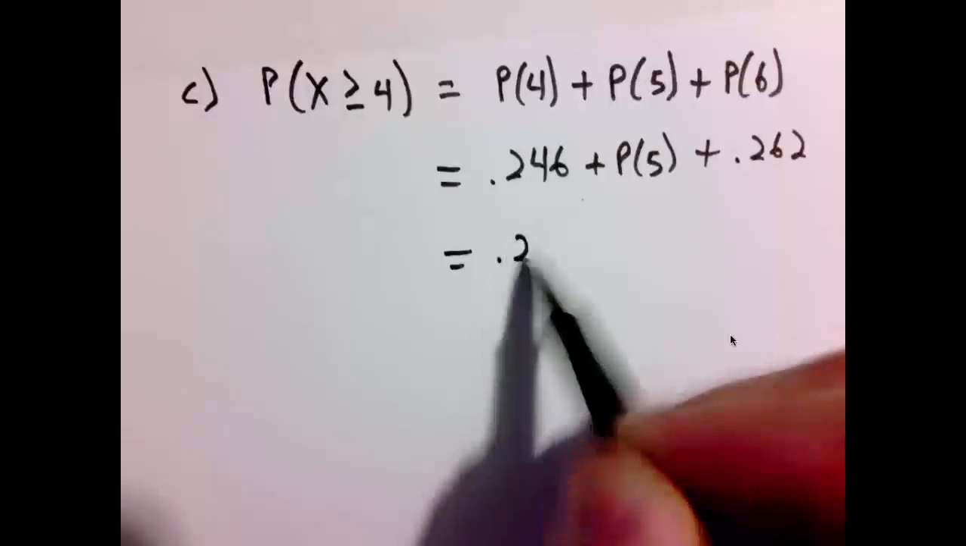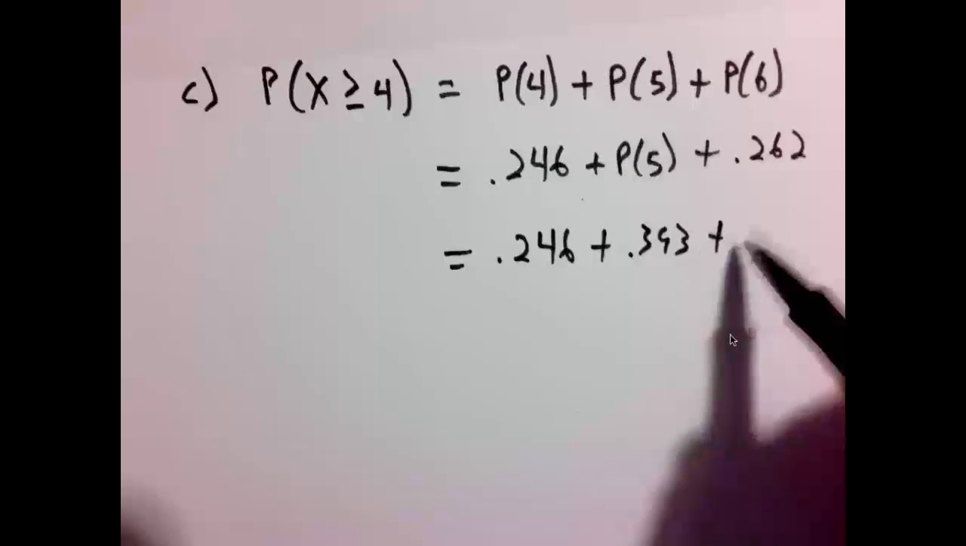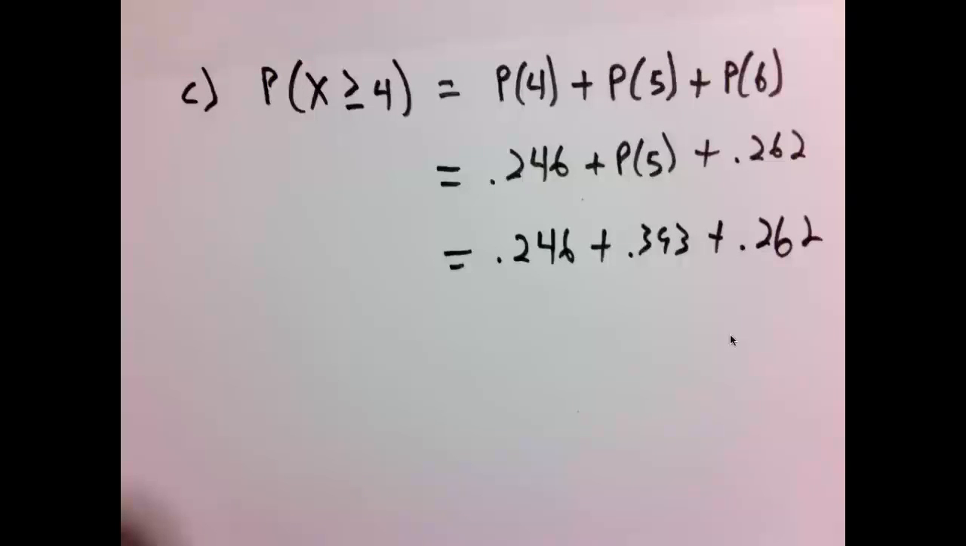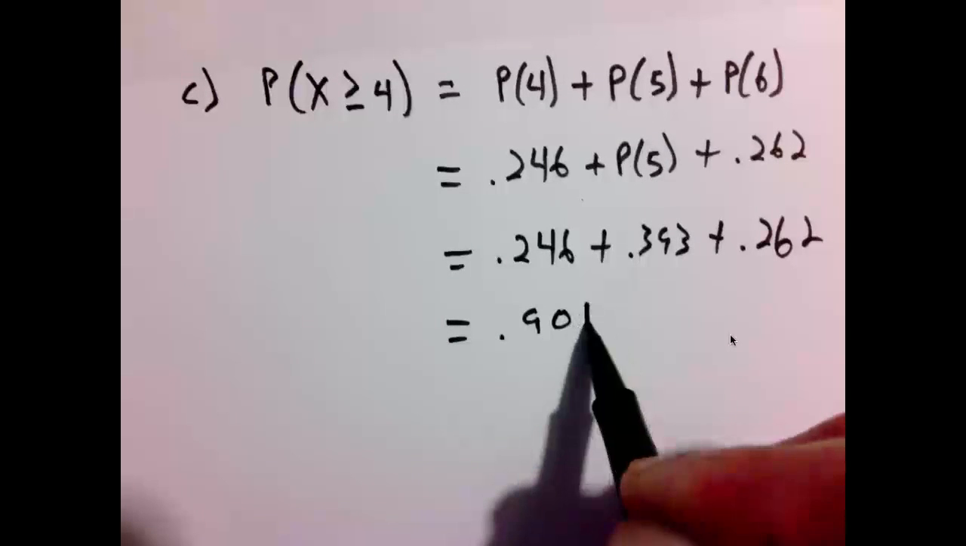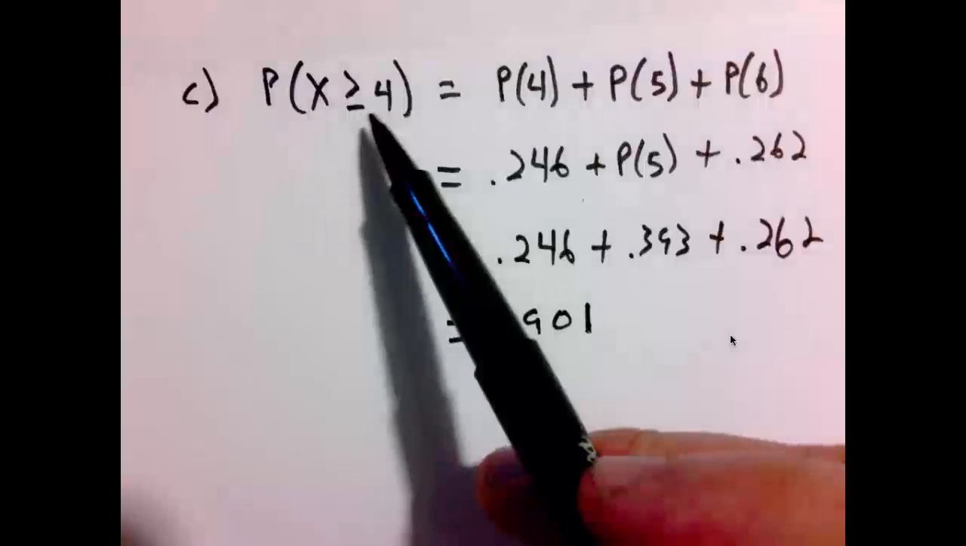So we have 0.246 plus 0.393 plus 0.262. Summing these, that sums to 0.901. Alright, that's the probability of getting greater than or equal to 4.